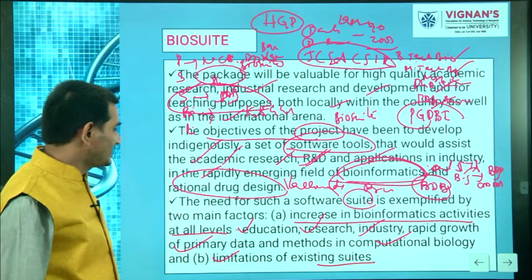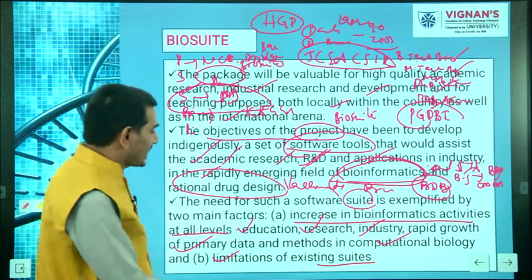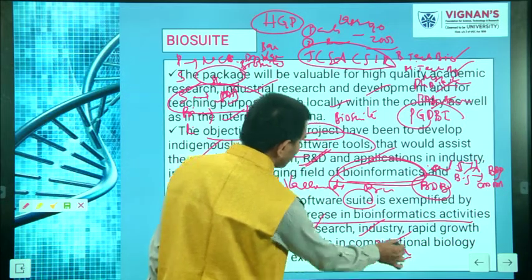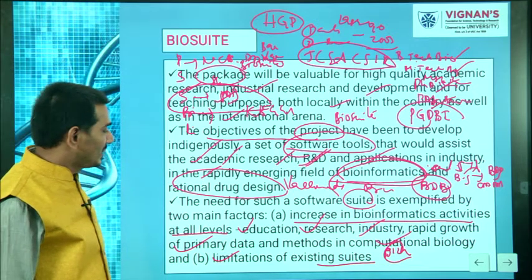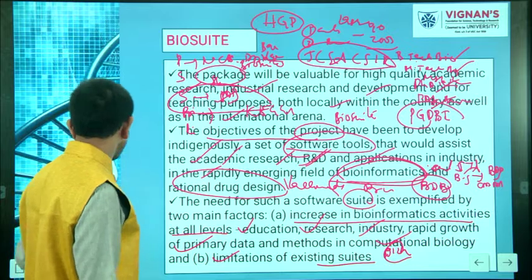And the second thing is the limitation of existing suites. So as of now, even before this Biosuite development, there were suites, but there were some limitations. So Biosuite was mainly designed to overcome the limitations of the existing suites.